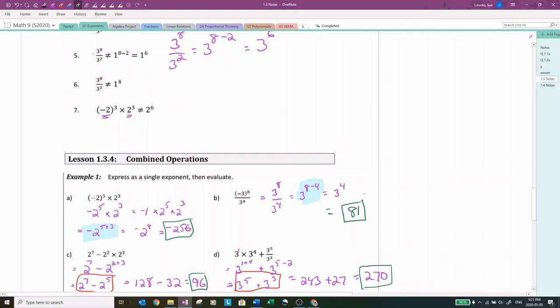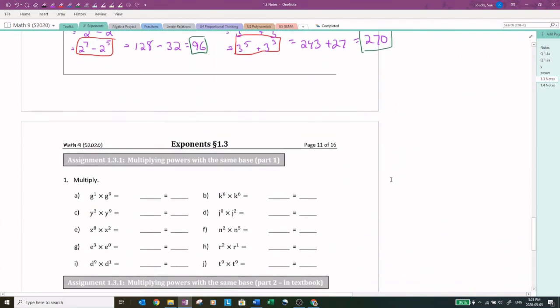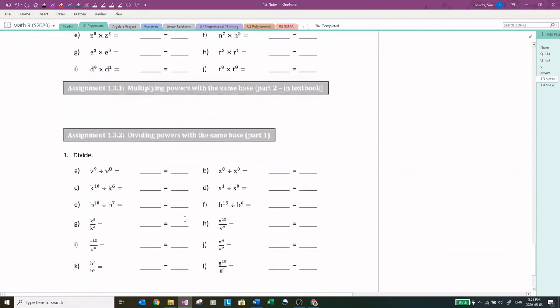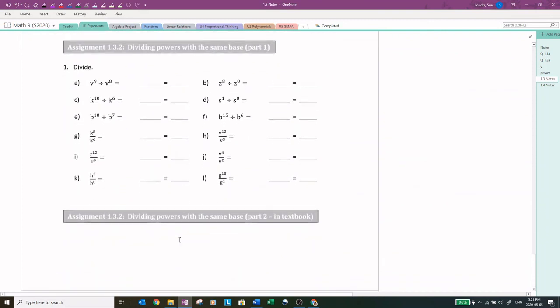Okay, that is the end of the exponents 1.3. And so go and do, oh, there's some homework, there's some practice right here in your notes. So do this practicing, and then there's more in your home. So there's some multiplying practice, and then some practice in the textbook. There's some dividing practice here. There's some dividing practice in the textbook, and I think that in the dividing section there's some mixes of multiplying and some combining things.